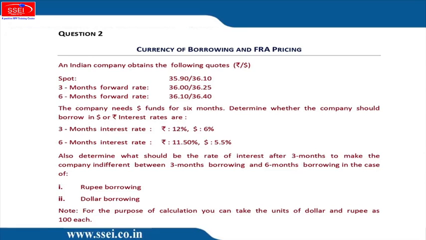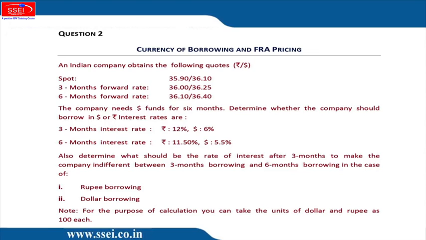It's given that an Indian company obtains the following quote: spot rate, 3-month forward rate, 6-month forward rate. The company needs dollar funds for 6 months. Determine whether the company should borrow in dollar or rupee. Interest rates are given for 3 months and 6 months. Also determine what should be the rate of interest after 3 months to make the company indifferent between 3-month borrowing and 6-month borrowing, in case of rupee borrowing and dollar borrowing.